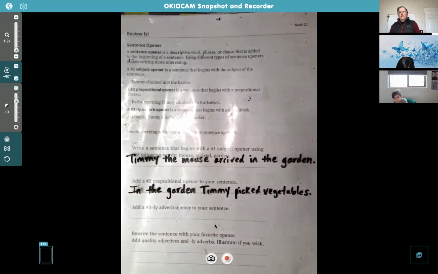Now for the next one, try to use just mouse, arrived, and garden. You can use other words too, but let's not forget those. What about an ly opener for the third one?